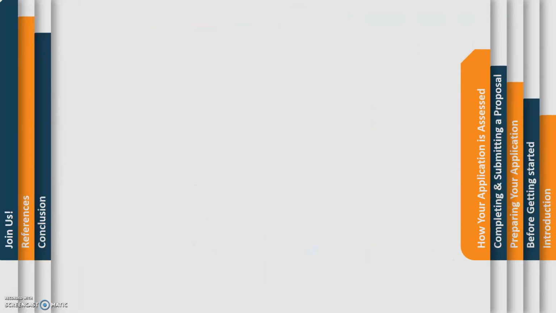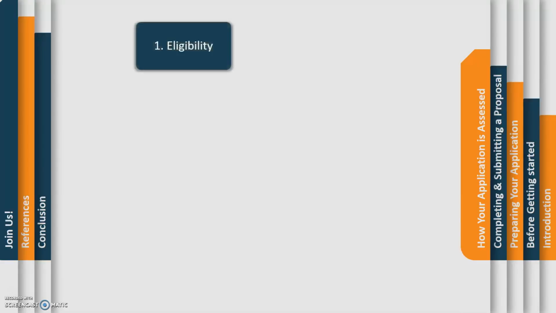It is also important to know how your application will be assessed. The first thing to be checked is eligibility, meaning if the application fulfills certain formal requirements. The eligibility criteria for each key action are explained in full in the program guide. After this, the proposal will be assessed based on its quality by the national agency staff or independent experts. The evaluators assess the proposal and award points according to the award criteria listed in the program guide.